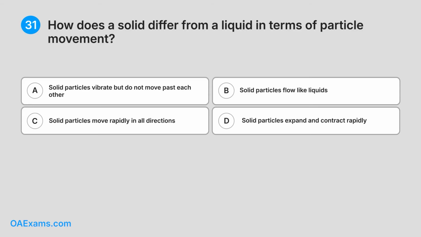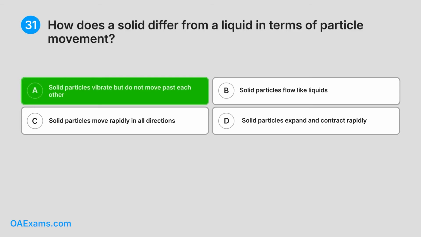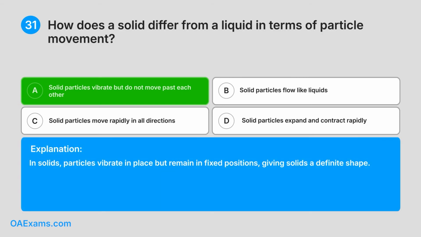Correct answer. A. Solid particles vibrate but do not move past each other. Explanation. In solids, particles vibrate in place but remain in fixed positions, giving solids a definite shape.